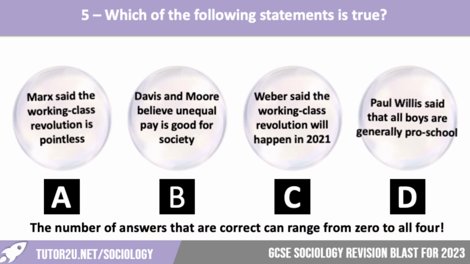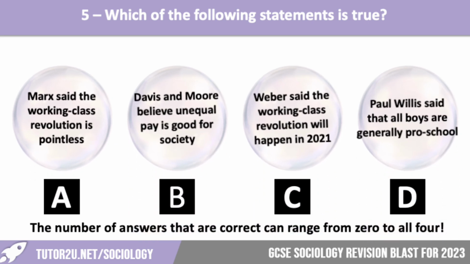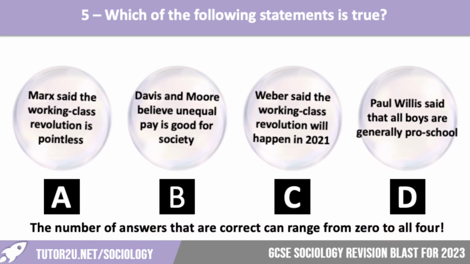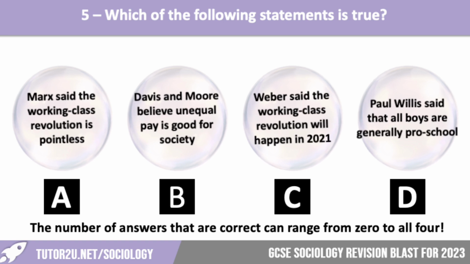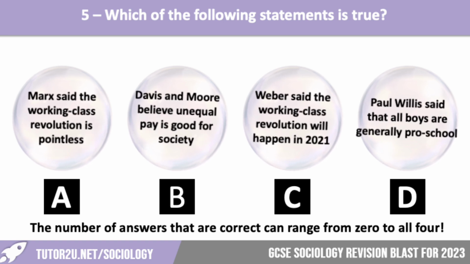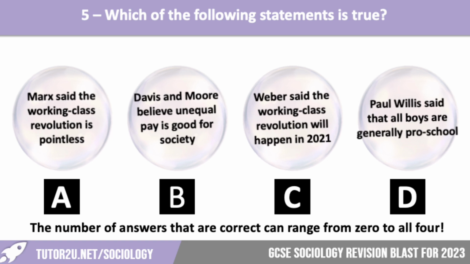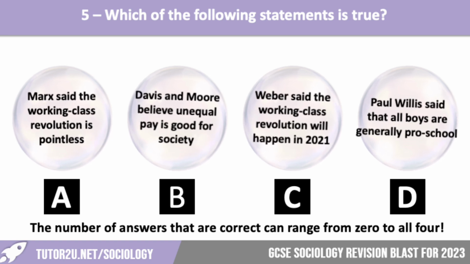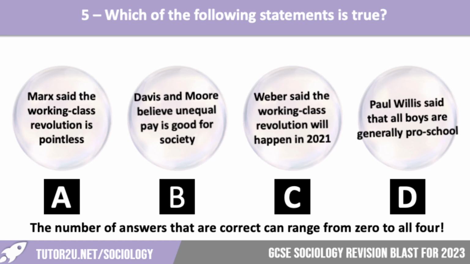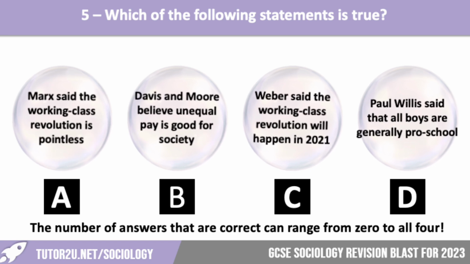Number 5. Which of the following statements is true? Marx said that working class revolution is pointless. Davis and Moore believe that unequal pay is good for society. Weber said the working class revolution will happen in 2021. And Paul Willis said that all boys are generally pro-school. Which of those is true? Remember, it can be 0, 1, 2, 3, or 4.